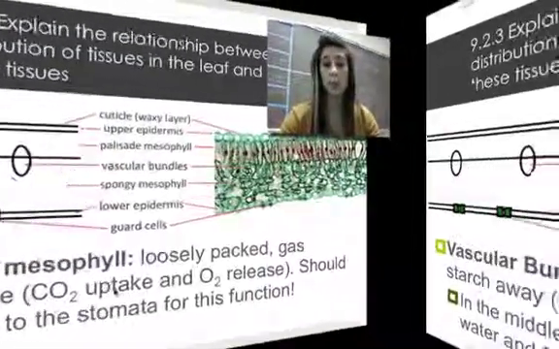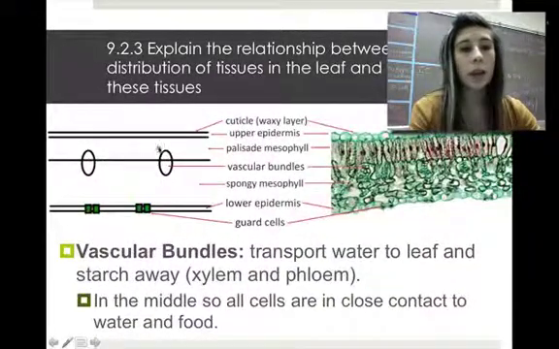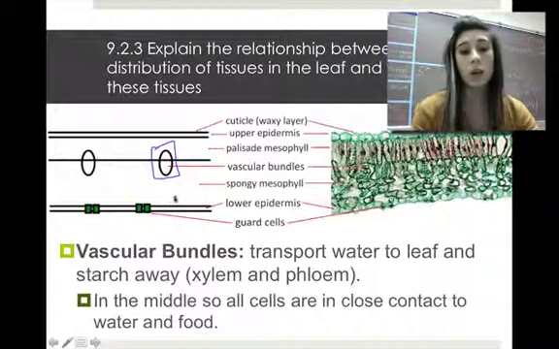So it makes sense for those spongy mesophyll to be contained there. Now when you look at the vascular bundles, they're located right in the middle, and we want them right in the middle because they're going to be located right by every single cell. It is the closest place for majority of cells to reach to get water and to obtain food.